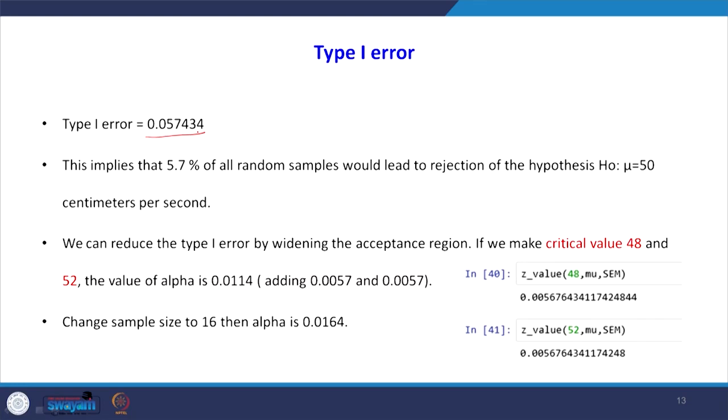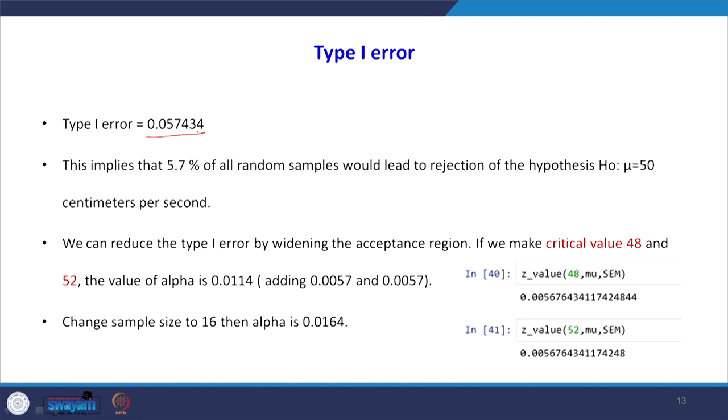So, what is the meaning of this type 1 error? This implies that 5.7% of all random samples would lead to rejection of the null hypothesis, that is H naught, when mu equals 50 centimeters per second. So, the possibility of rejecting a true null hypothesis is 5.7%. So, we can reduce the type 1 error.